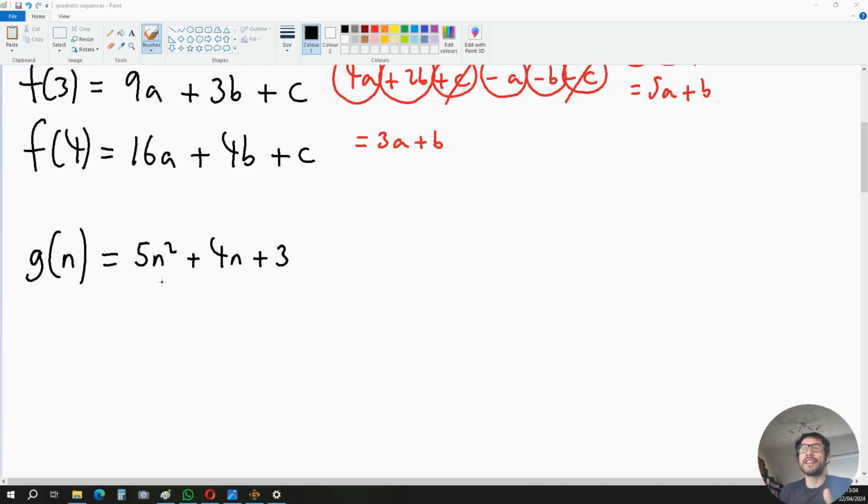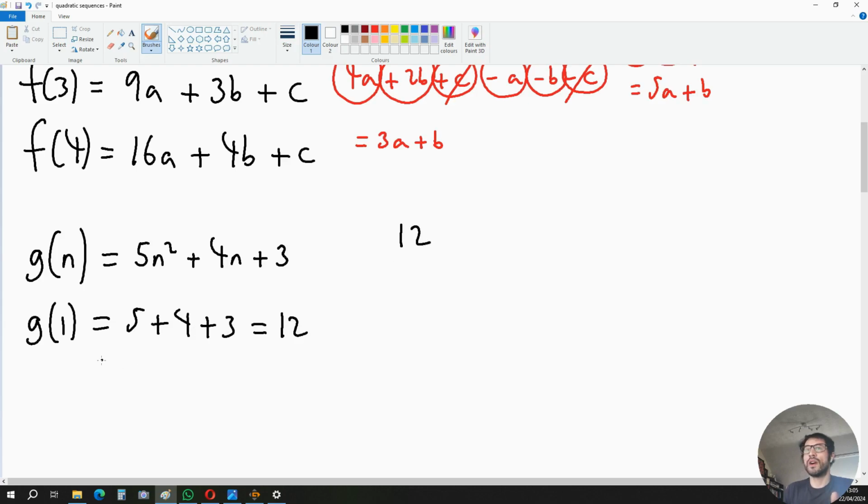Let's come up with a random quadratic function. That is 5n squared plus 4n plus 3. The first term of this sequence over here is going to be 5 plus 4 plus 3. Okay, because n is going to be equal to 1. That gives us 9 plus 3, which is 12. So the first term of that sequence is 12.